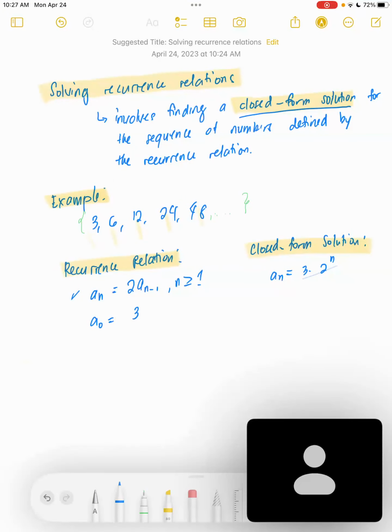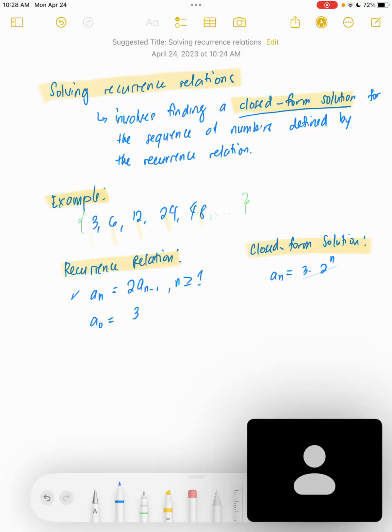So hello again, everyone. In this video, we are going to solve recurrence relations. When we solve recurrence relations, it usually involves finding a closed form solution to the sequence of numbers defined by the recurrence relation. So we have a geometric progression example here, starting from 3, followed by 6, 12, 24, 48, and so on. So what pattern can you see, or how can we generate the sequence?